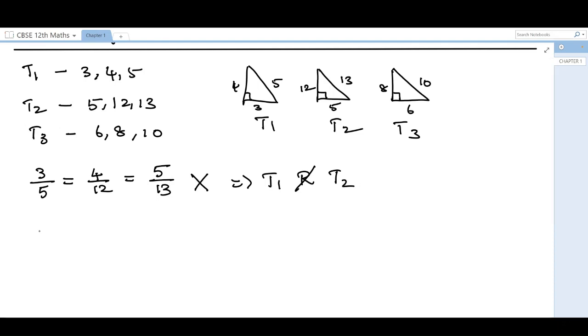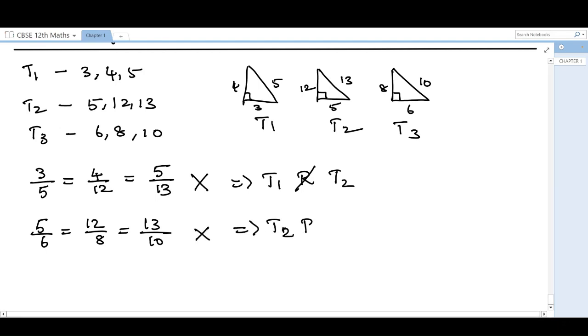If we take T2 and T3, then the ratio between their corresponding sides will be 5 by 6, 12 by 8 equal to 13 by 10. We have to verify whether this is true. This is not true. Therefore, T2 is not related to T3.